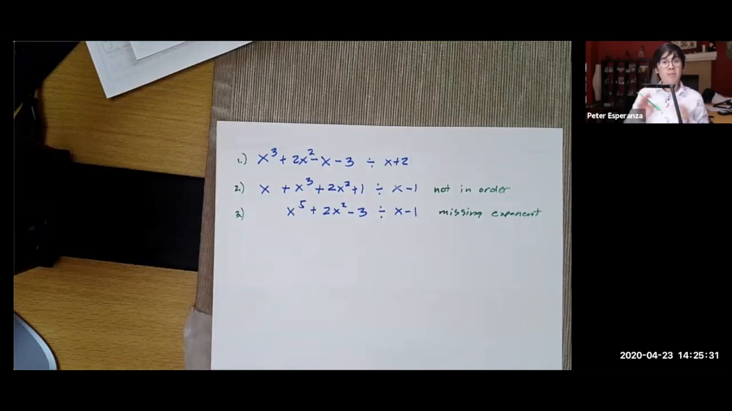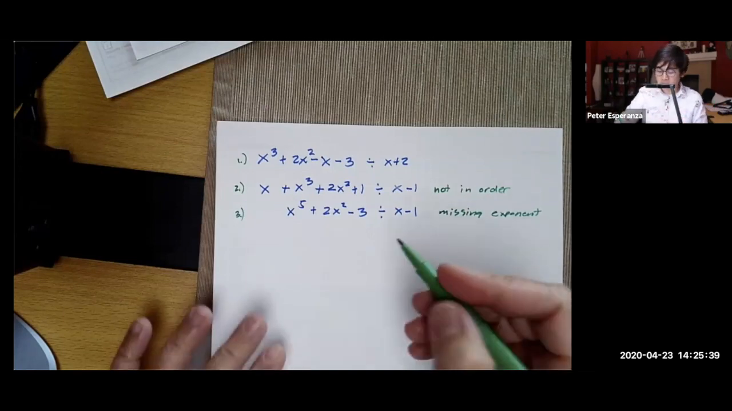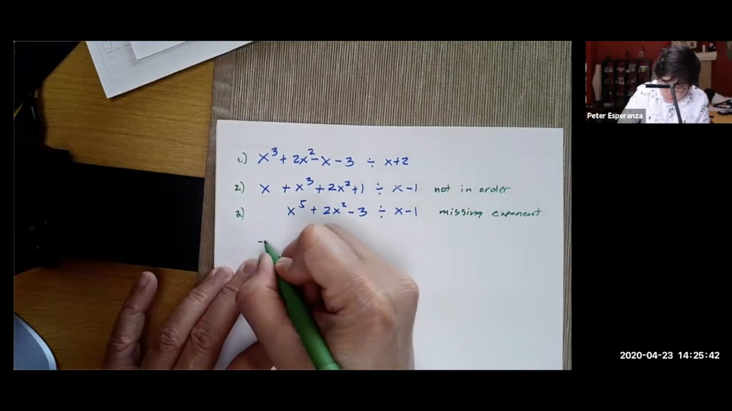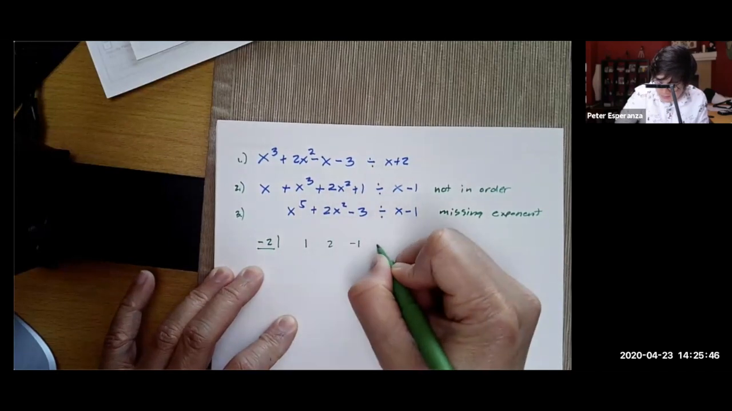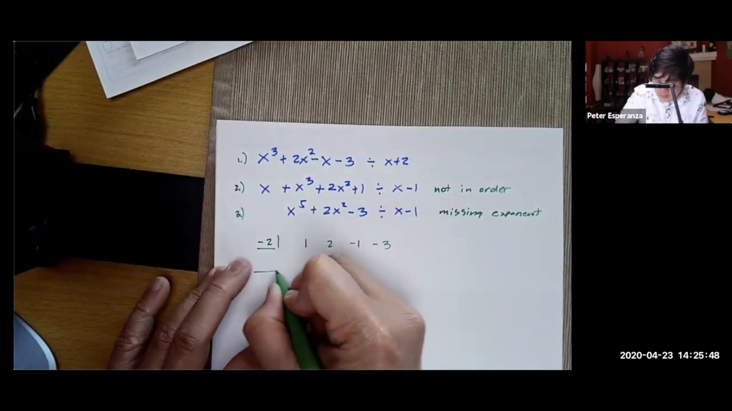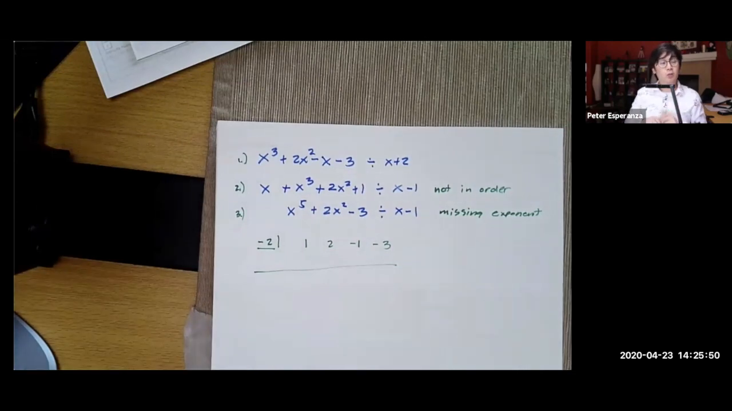So for number 1, it's pretty straightforward. You can use synthetic division right away. So no adjustments, no modification. You can just write -2 divided by 1, 2, -1, -3. And then you'll have your quotient.